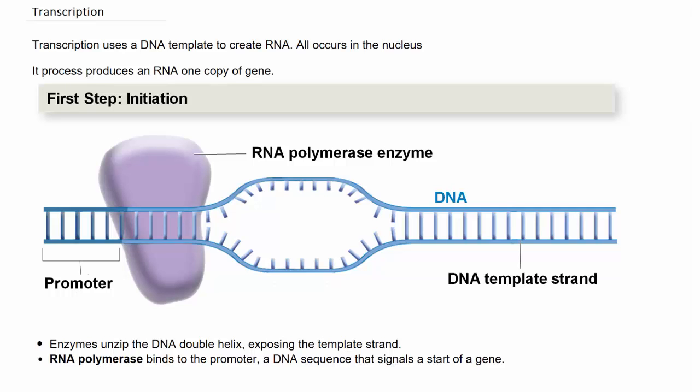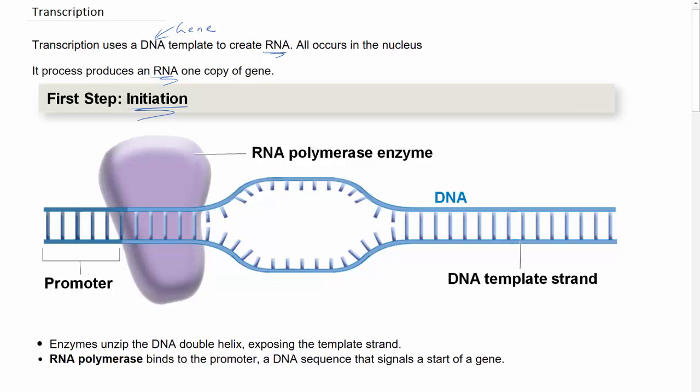Transcription is the process where a section of DNA, known as a gene, is used to create an RNA molecule. This process all occurs in the nucleus, and one gene produces one RNA molecule, which is a copy of a gene. There's three separate steps in transcription, and the first step is referred to as initiation.